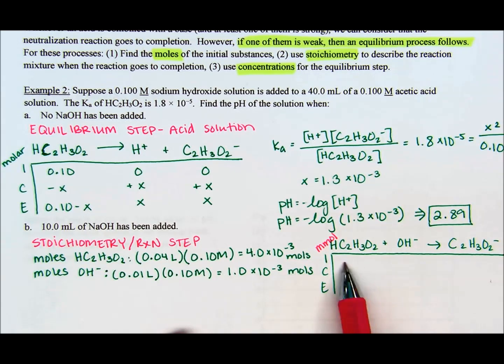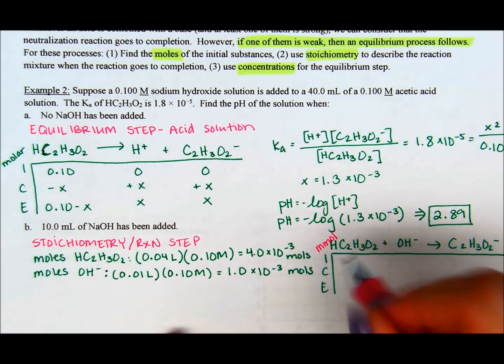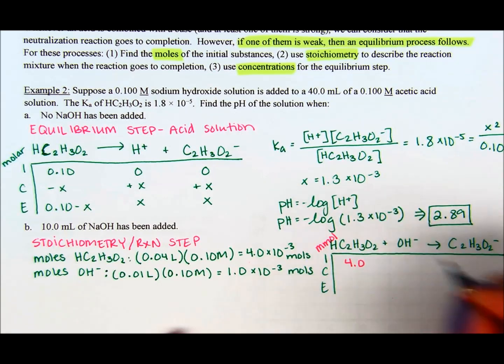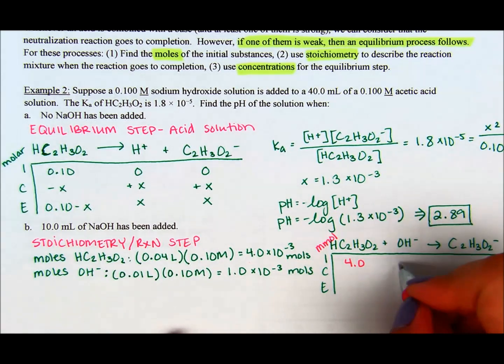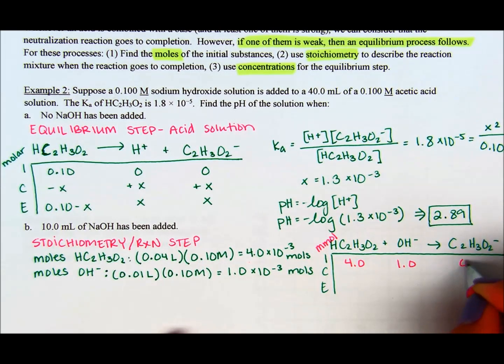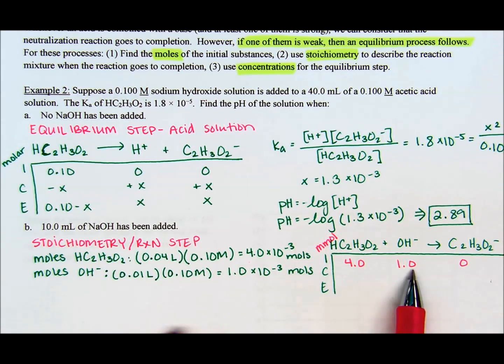So the number of millimoles of acetic acid we're starting with, our initial, which we figured out here, is 4.0. Our hydroxide that we're starting with is 1.0. And we haven't formed any acetate yet. Change, which one are we going to use up? So we're going to use up the one with less. Here we have 4 millimoles available to react. We only have 1 millimole available to react here. So we're going to use up all of our hydroxide.